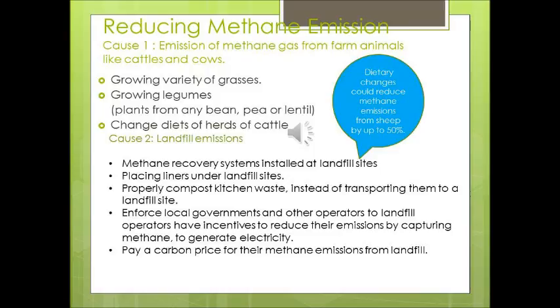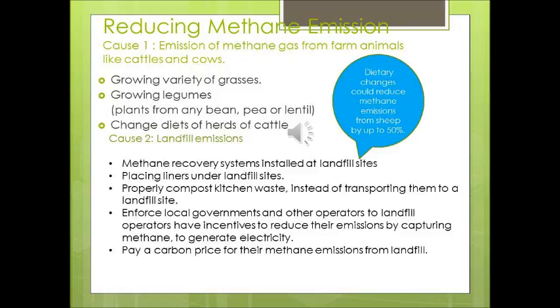Secondly, we are placing liners under landfill sites. A landfill liner or composite landfill liner is intended to be a low permeable membrane which is laid down under engineered landfill sites. This stops leaching into nearby groundwater, thus reducing emissions of up to 90%.